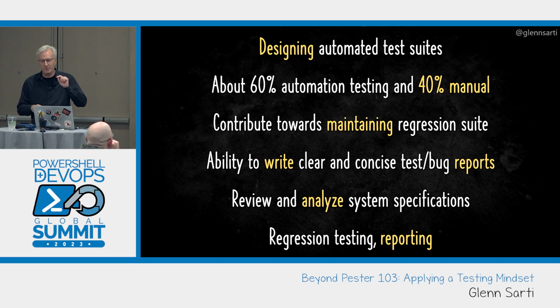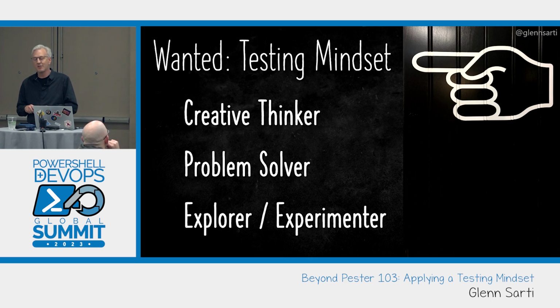But I feel these job requirements mostly miss the point. If you've ever met a good software tester, you'll know there's so much more to them. Good software testers apply a different mindset to their work, a testing mindset. And I think there are 3 aspects to this mindset. So we have creative thinking, problem solving, and exploration or experimentation.